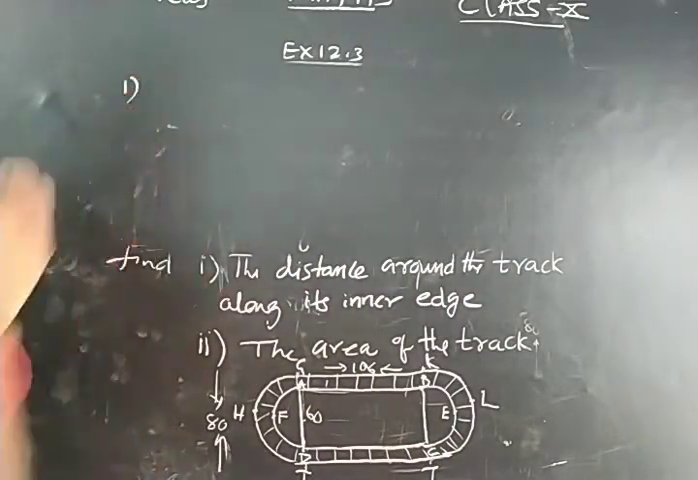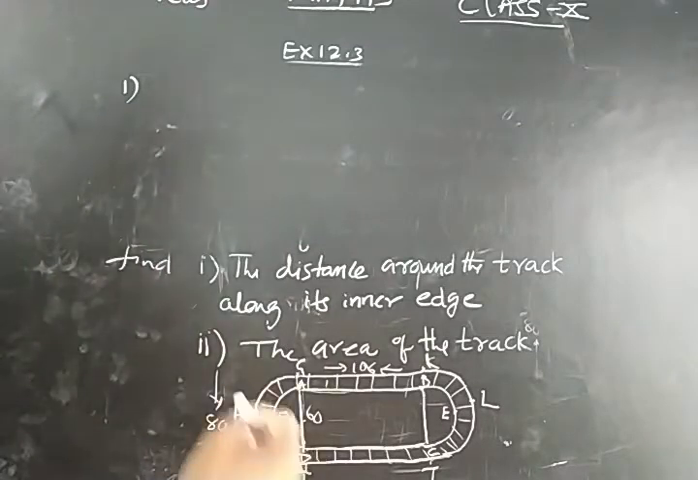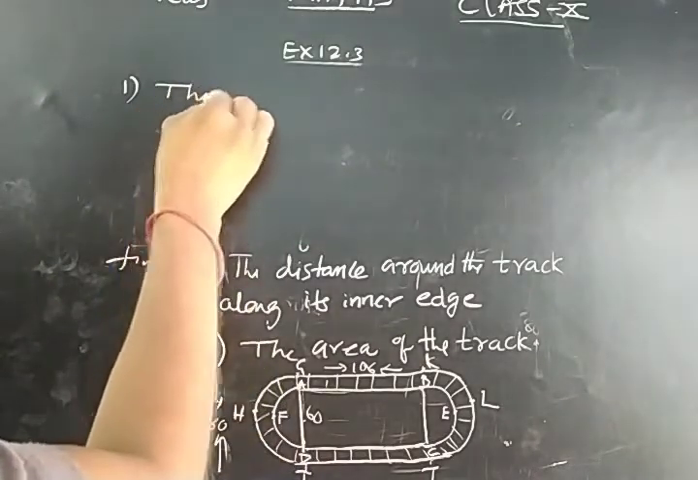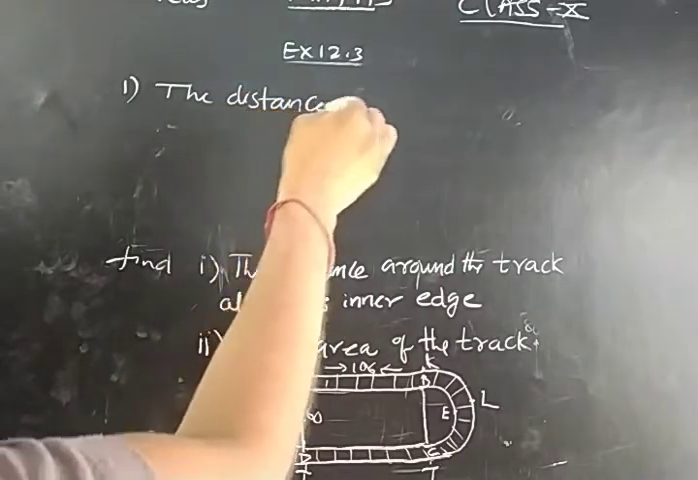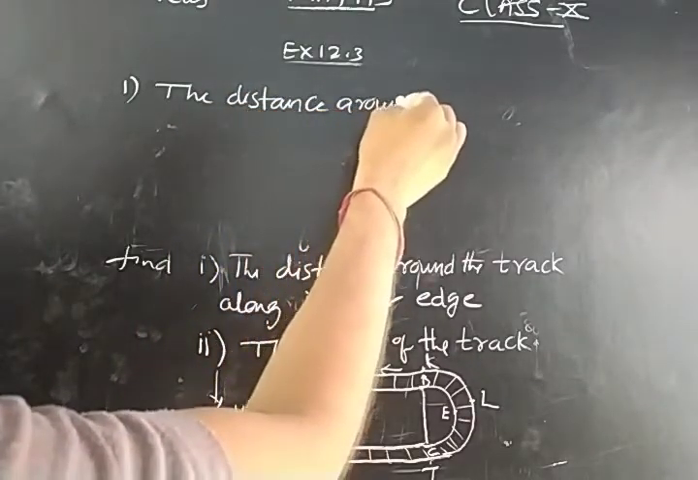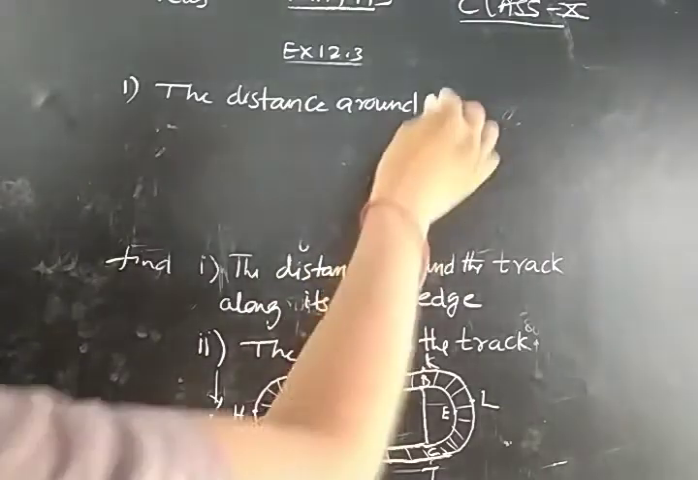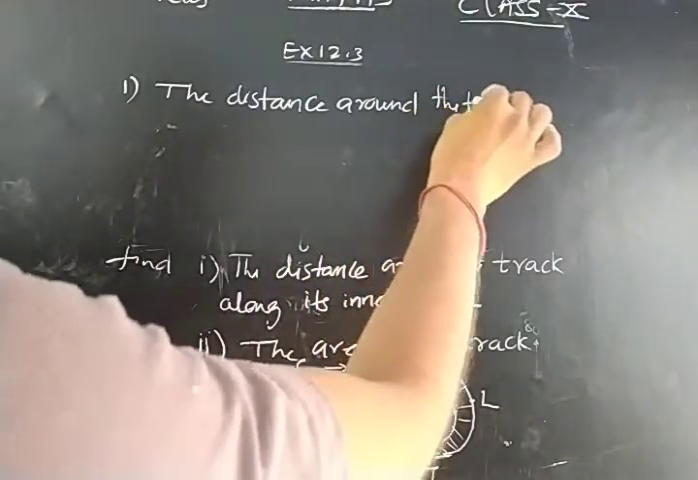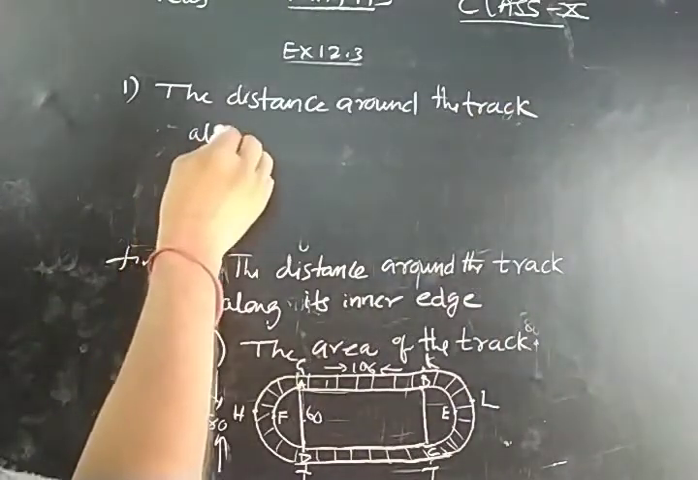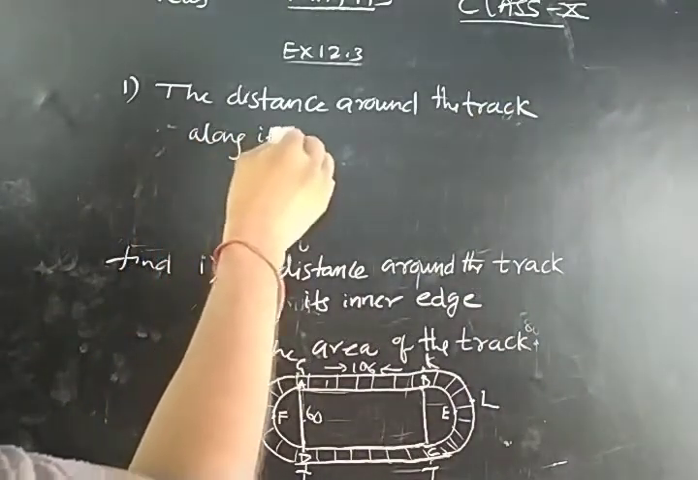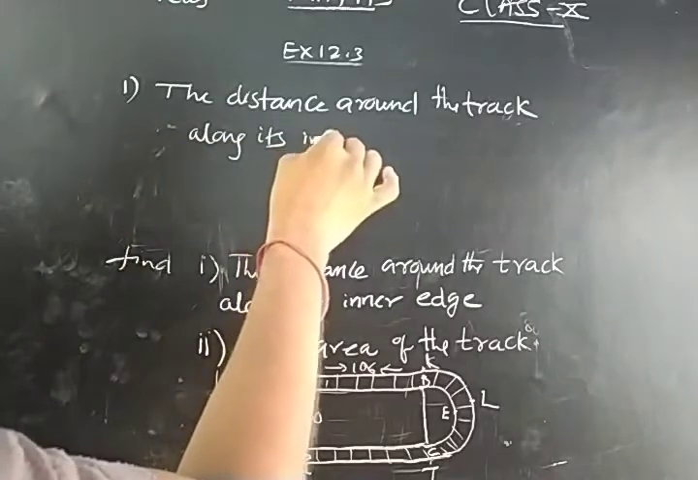So first question, what we are going to find? We are going to find the distance around the track along its inner edge.